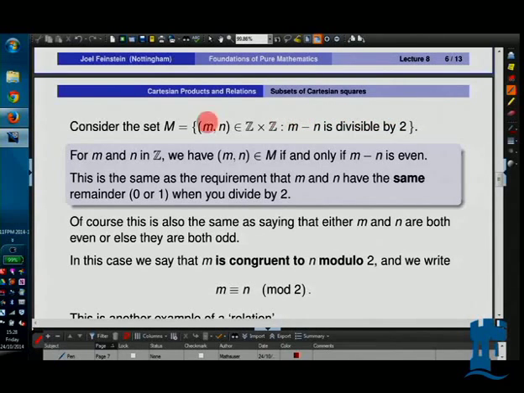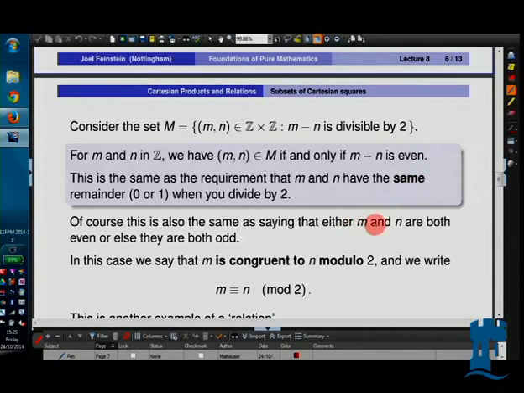Now, which pairs do you get? Well, your pair m, n is in the set if and only if m minus n is even. What that really means is, there's all this stuff about same remainder when you divide by 2. If you divide by 2, you get remainder 0 or 1. If you get remainder 0, you're even. If you get remainder 1, you're odd. For m minus n to be even, they have to have the same remainder, and that's the same as saying either they're both even or they're both odd. If one of them's even and the other one's odd, then the difference will be odd and it won't work.